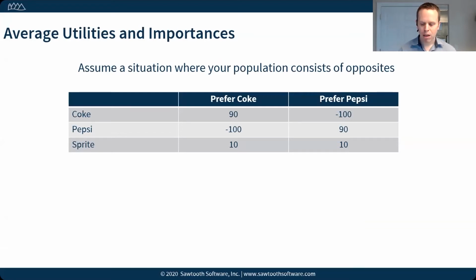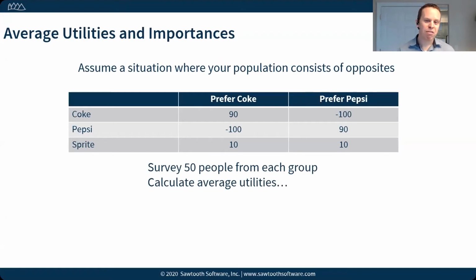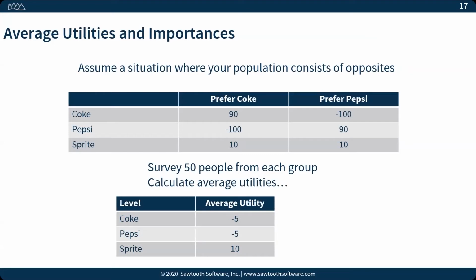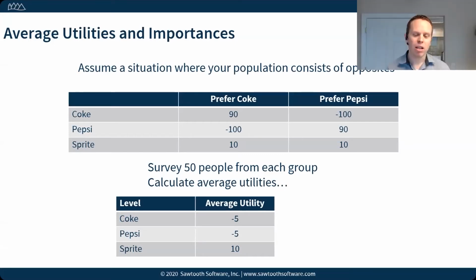So if you ended up surveying, say, 50 people from each group, and we just calculated average utilities, we're gonna get a pretty misleading story where we say, well, on average, Sprite's most preferred, but there's not really anything going on in these utilities. The brand of the soda really isn't that important. And you'd be completely wrong. It's completely misleading to make that case.